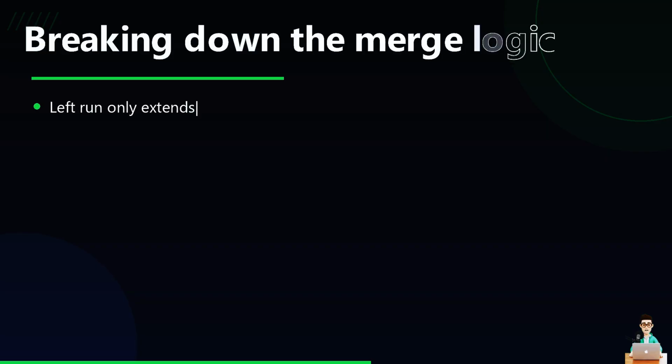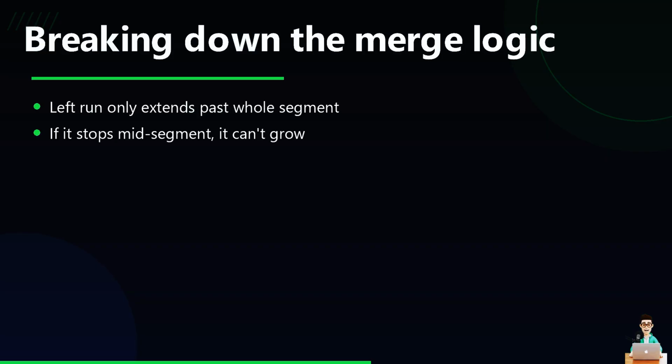Clean. That left edge run calculation looks tricky, so let's use real numbers. Say the left child is 3 characters, all the same letter, so its left run is 3, the full length. Since it fills the whole segment, it might keep growing into the right child. But if the left child were BBA, its left run is only 2, less than its length of 3, so it stops right there no matter what's on the right.